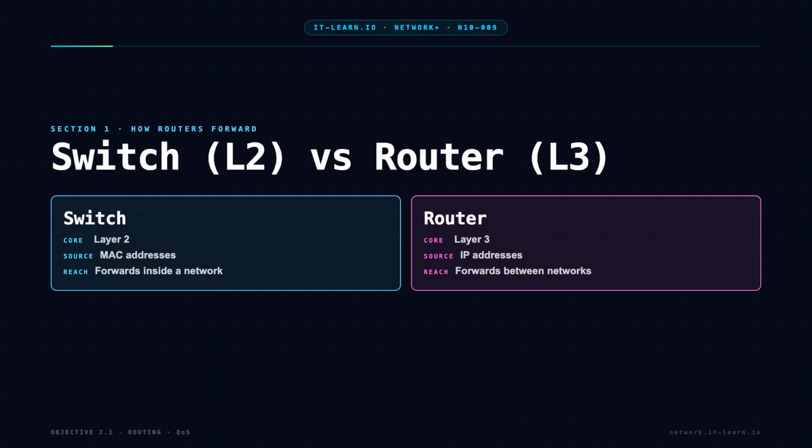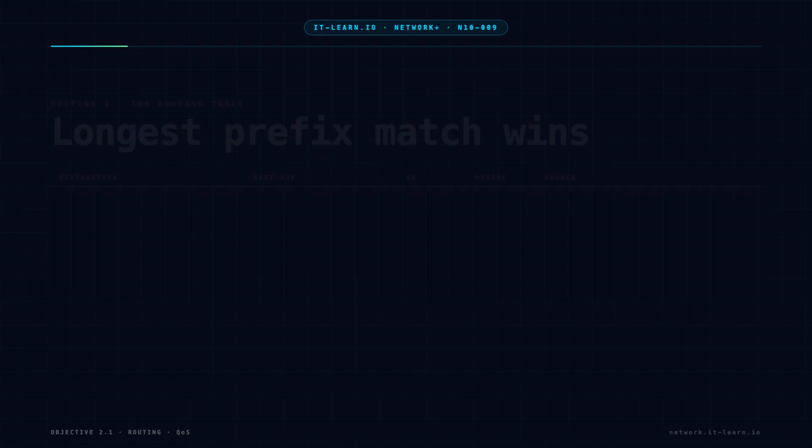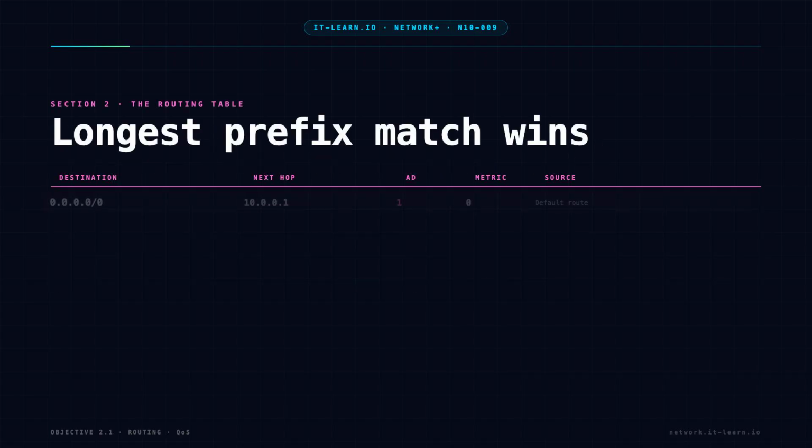The routing table is the core of how a router makes decisions. Each entry in the table represents a known destination network and contains several key pieces of information. It includes the destination network address and its subnet mask or prefix length, the next hop IP address or the outgoing interface, the administrative distance, and the routing metric. When a packet arrives, the router looks for the best match in this table. If multiple routes match the destination, the router uses a rule called longest prefix match. This means the route with the most specific subnet mask wins.